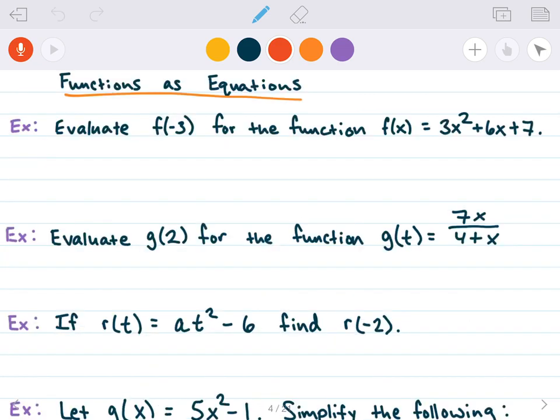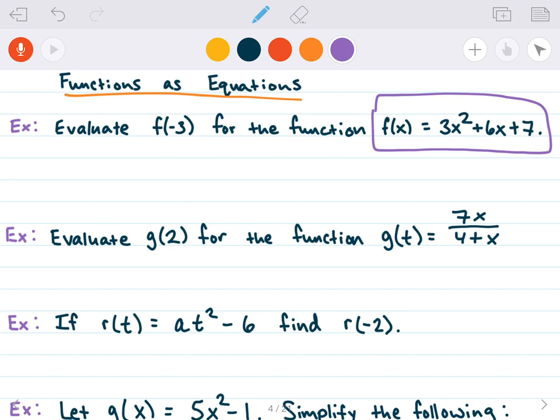Now we're going to look at functions in 3 different ways. We're going to look at them as equations, we're going to look at them as graphs, and we're going to look at them as tables. So the first thing is equations, or rules written with variables, okay? So it says evaluate f of -3 for this function. It says f of x equals 3x squared plus 6x plus 7.